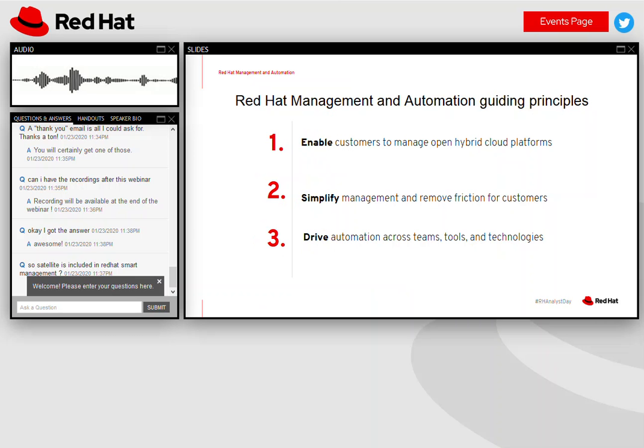Current management practices are key contributors to reducing risks and better success. And so we created three important guiding principles for Red Hat management products. Number one, they enable customers to manage the Red Hat platforms. We also try to simplify management by removing friction from our customers. And we drive automation across multiple teams with the introduction of multiple tools, for example, Red Hat Ansible.